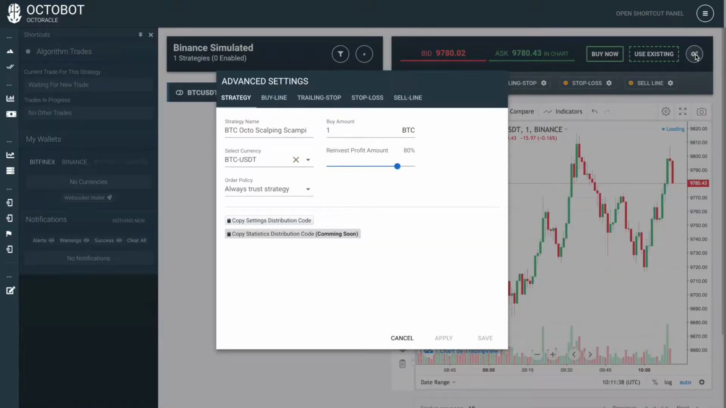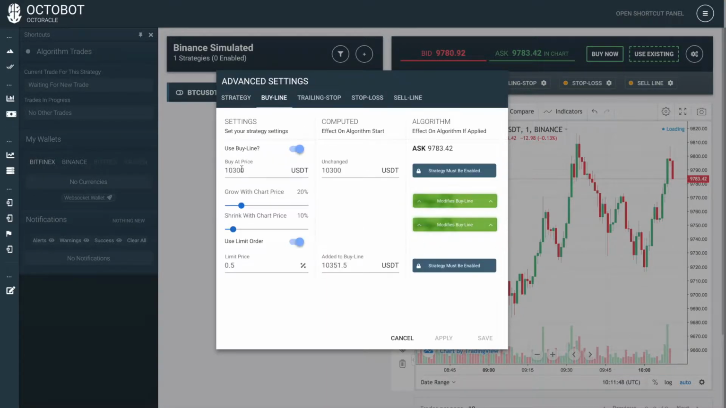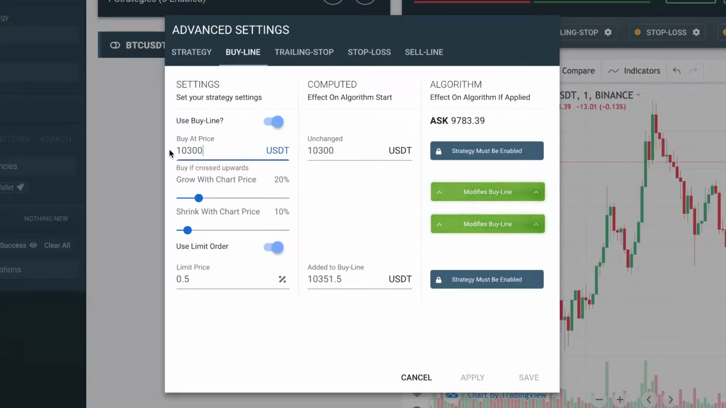Click on the settings button. Select the Buyline tab and adjust the buy price to the now lower Bitcoin value. We went for $9,750 and since we're in a small bear market now, it's recommended to set a small growth factor of 15% and a large shrink factor of 50% in order to avoid catching falling knives and setting a buy order only if an upward trend is likely.